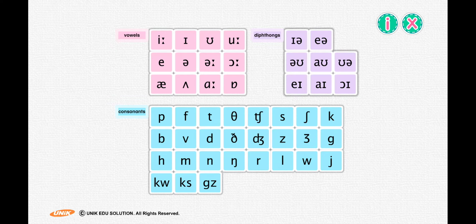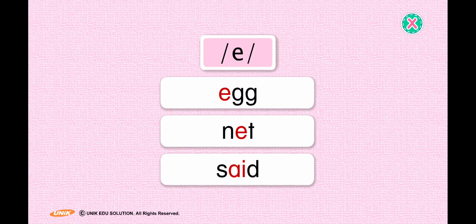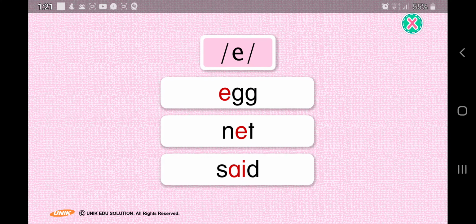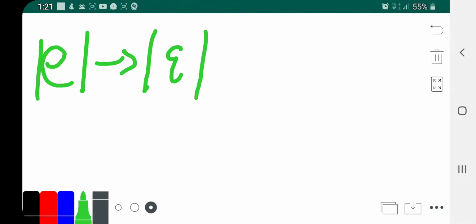Remember the sound is E, E, E. Let me go one more time. E. Let's go to our whiteboard so that we can explain in more detail. So this is the sound E. And we're going to have an example that we can deliberate on. Our example we are looking at is left.